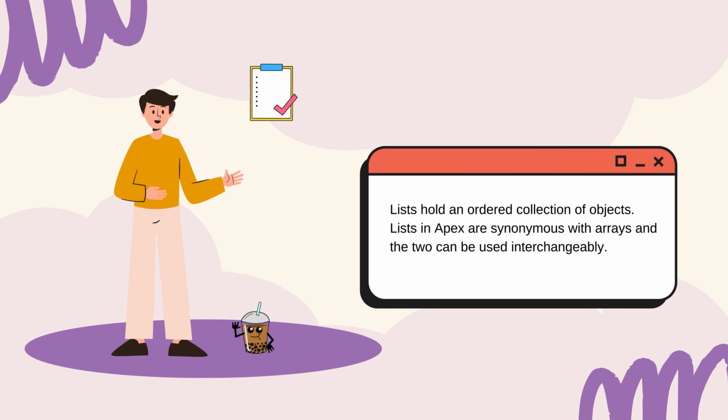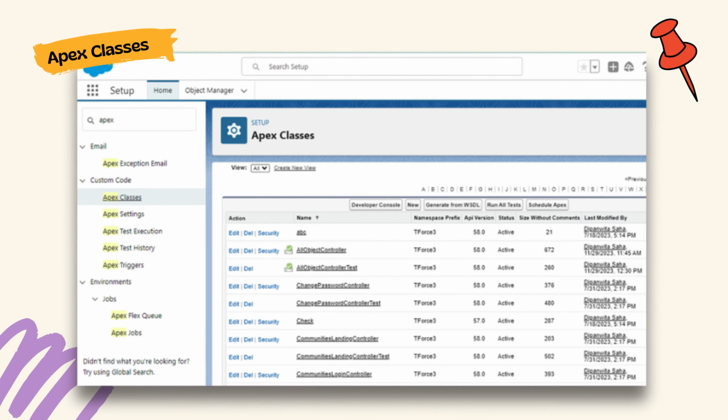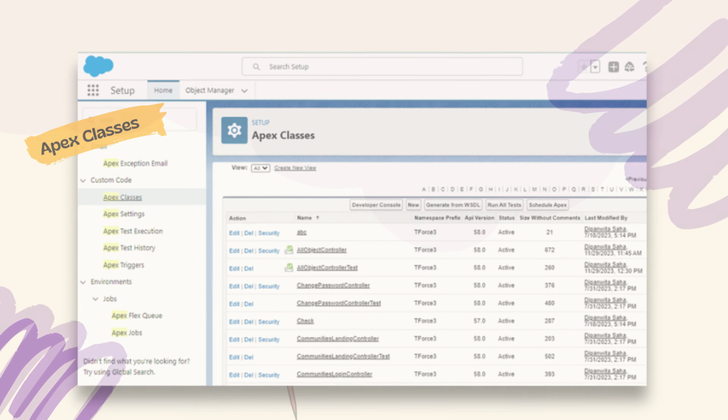Now let's dive into lists, which are ordered collections in Apex, synonymous with arrays. You can grow collections using the list.add method and reference elements with square bracket notation. Lastly, Apex classes offer code reuse. Their methods can be called by triggers and other classes, enhancing modularity in your code. Ready to see this in action?